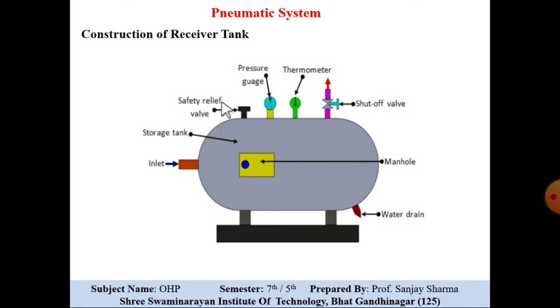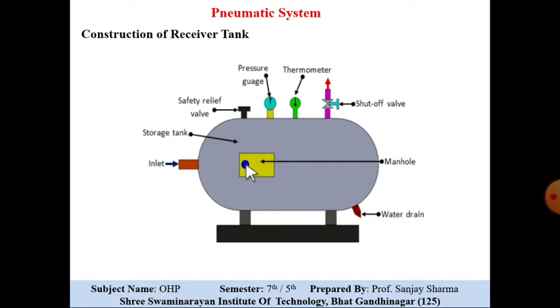The safety relief valve is there. The reason for providing this valve is that if the pressure is in excess, this valve will come into action and act as a factor of safety. The pressure gauge shows the pressure of the receiver tank. The thermometer shows the temperature of the internal air, and this is the shut off valve through which you can get the air outlet.